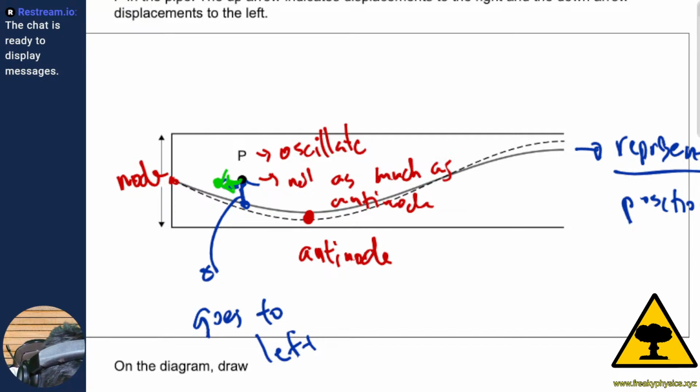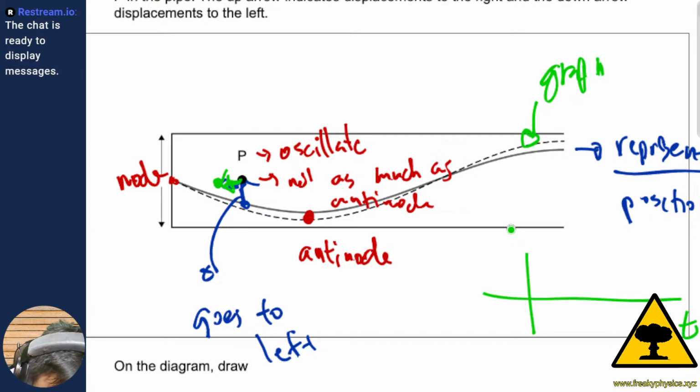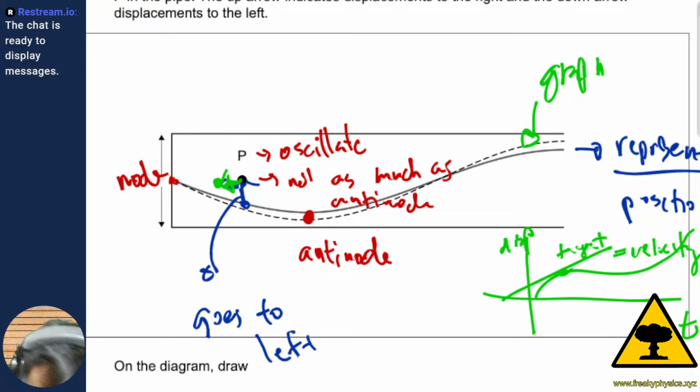The second part is a bit tricky. The velocity, right? Remember that basically this is a graph, with time and displacement here. And what do we know if you have any kind of graph? How do we find the velocity? The velocity is equal to the tangent. Tangent equals velocity, right? That's the trick we're going to use here.